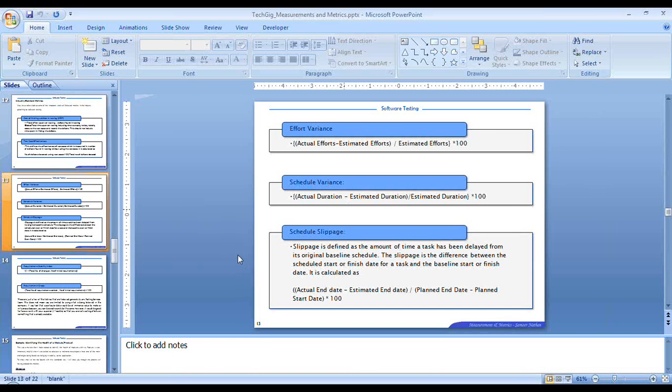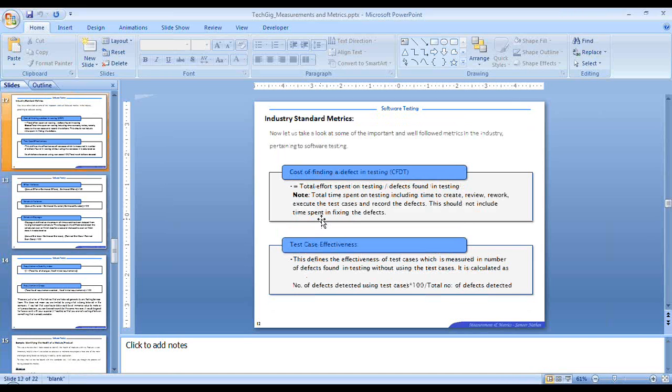Can we measure the tester's productivity using metrics? Number of defects detected using test cases times 100 divided by total number of defects detected normally gives you a test case efficiency. Using that, you can probably identify the effectiveness of the test case, or rather the person who created the test case, not of the person who's executed it. So the tester's productivity cannot be measured individually as such. However, the team's productivity can be measured.